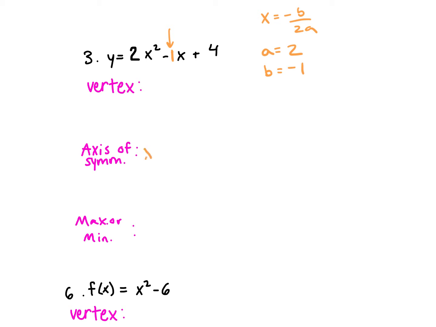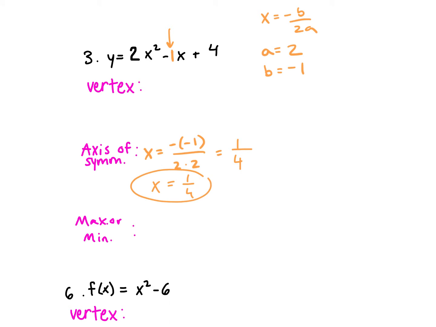So our axis of symmetry is x is equal to negative 1 over 2 times 2. So this would be, what does the negative 1 turn into? On top. Awesome, 1 over 4. So x is equal to 1 over 4. That's our axis of symmetry.